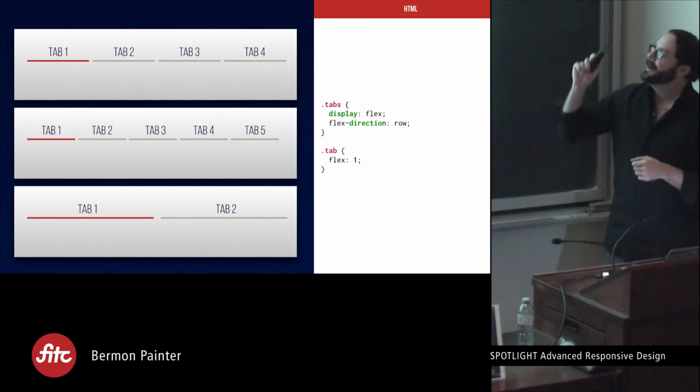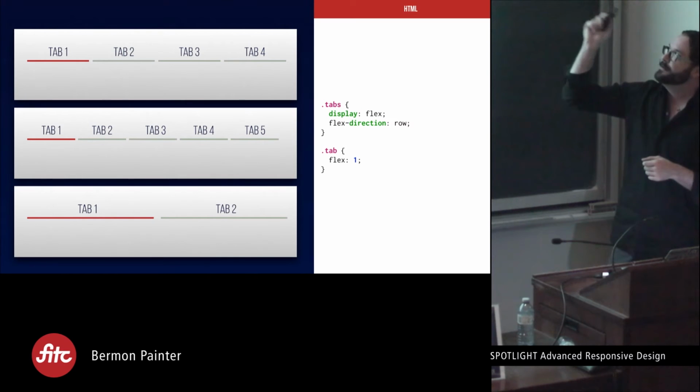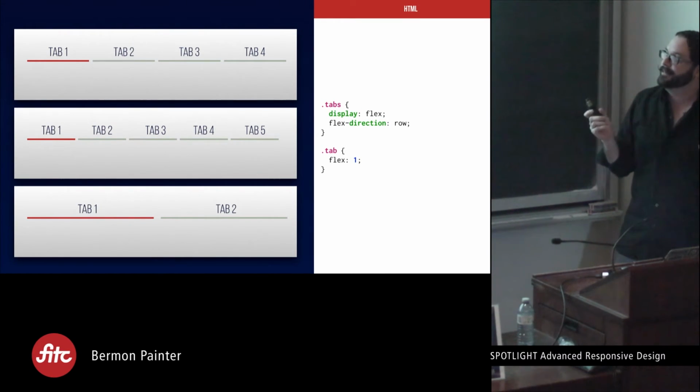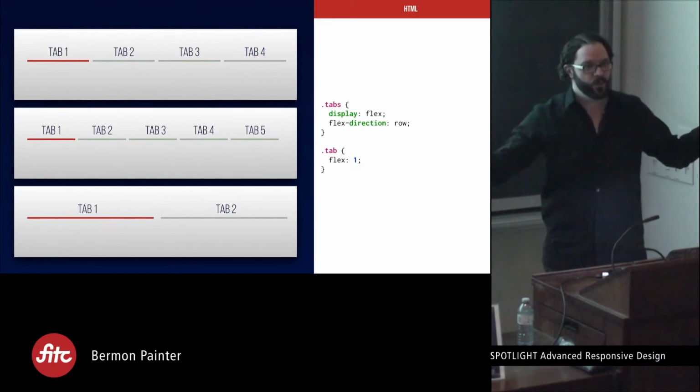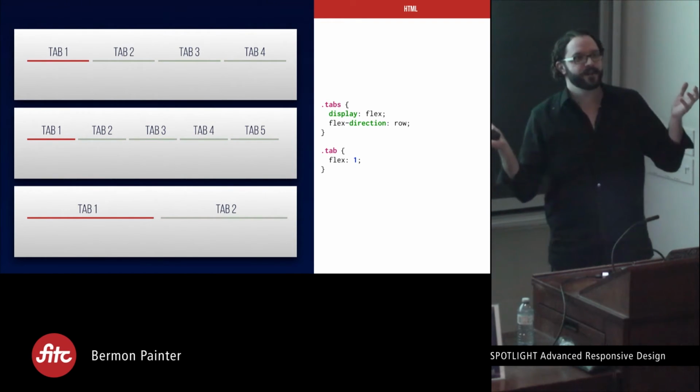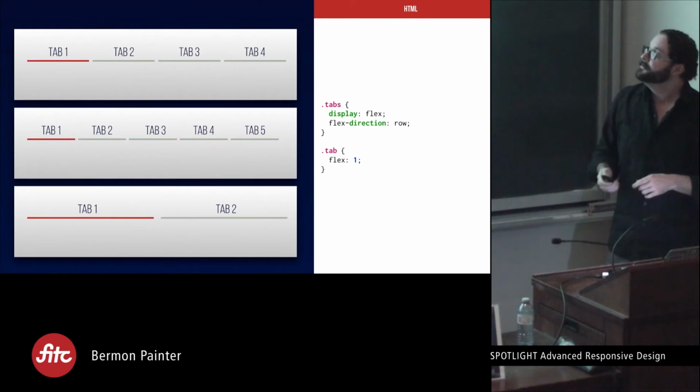And it's ridiculously simple in that we have tabs, we're doing the same thing we've been doing forever, and then our tab we just set to flex 1, and it's just going to always fill up the width of that space. Pretty magical, right?